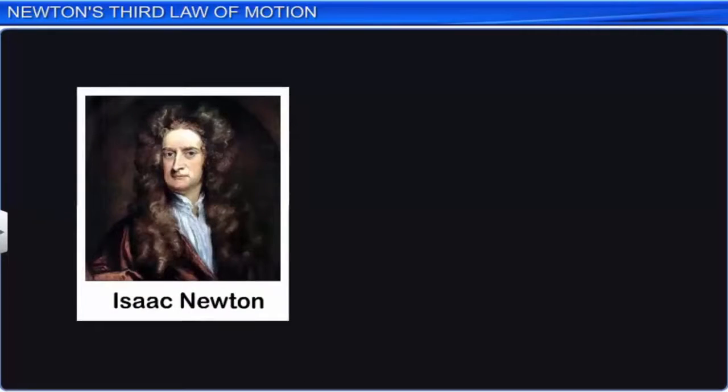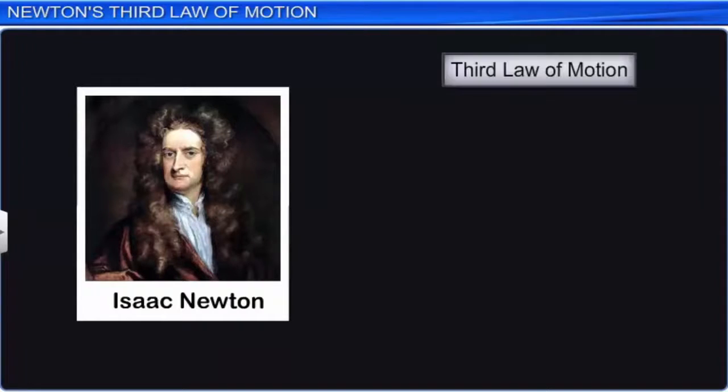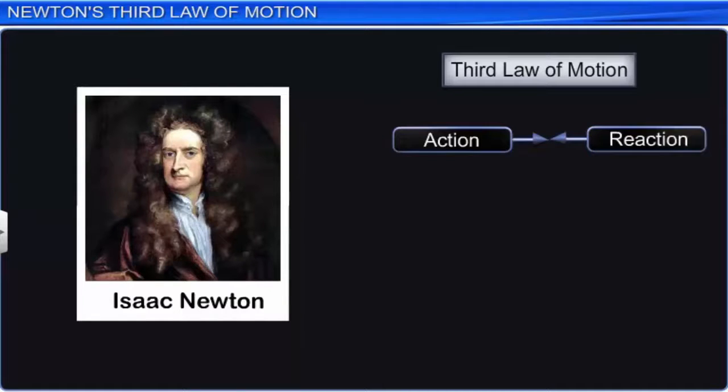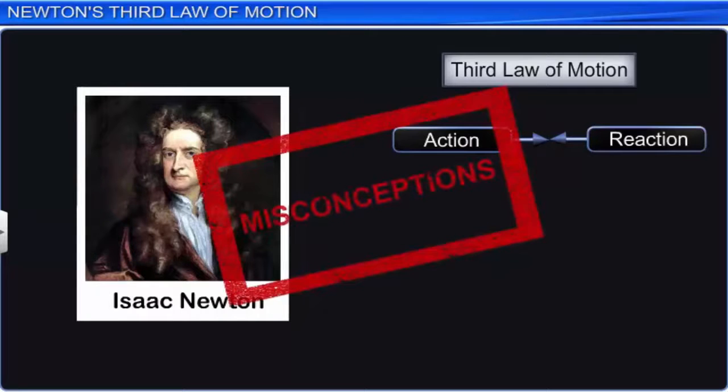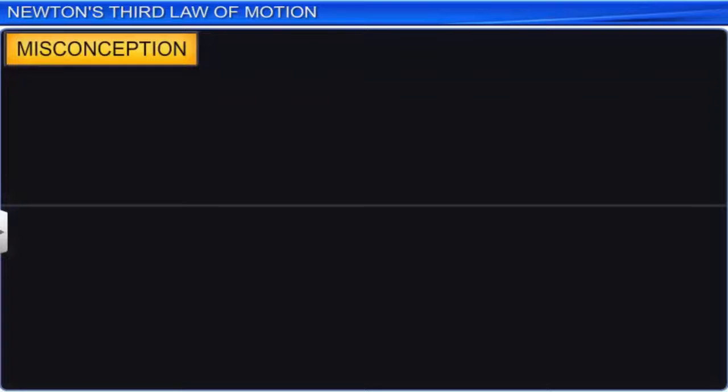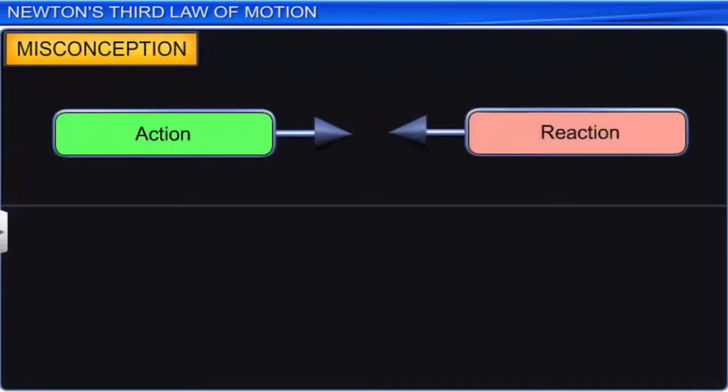Newton put forth these facts in the form of the third law of motion. Newton's third law of motion states that to every action there is always an equal and opposite reaction. Newton's use of day-to-day language in defining this law gave rise to some misconceptions. The two terms, action and reaction, seem like two different things.